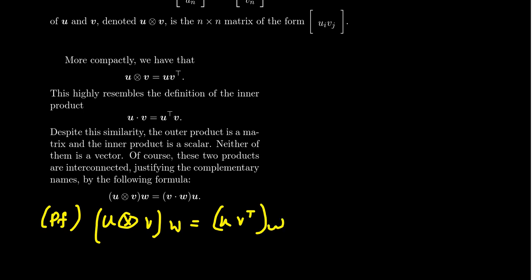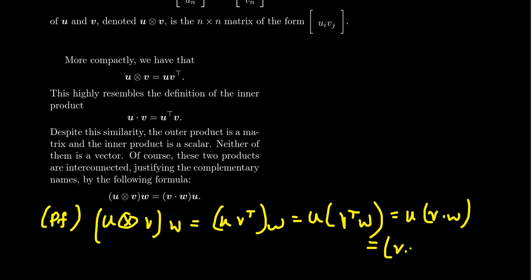And now this is all realized as matrix multiplication, which is associative. We can reassociate, so we get U, V tensor W, which, excuse me, V transpose W, which is equal to the dot product of V and W. We see right here, now the dot product is a scalar, and typically when it comes to scalar multiplication, we put it in front. So you get (V dot W) U.